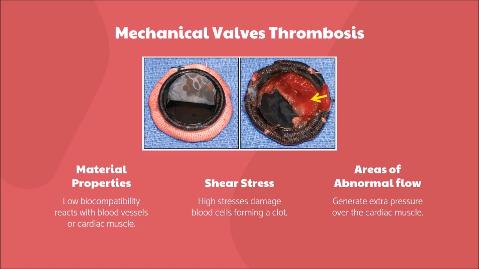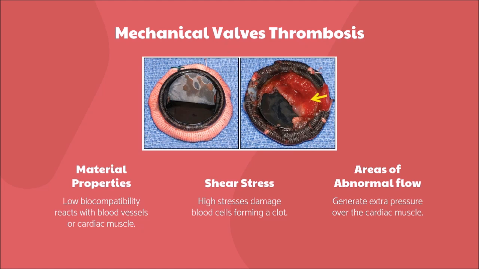The material properties refers to low biocompatibility of the material chosen to create the valve. This low biocompatibility reacts with blood cells or cardiac muscle. They trigger the immune system and a clot is formed. The shear stress refers to high stresses that damage blood cells, and they can form a clot too. And areas of abnormal flow means that they can generate extra pressure over the cardiac muscle, forming a clot as well.